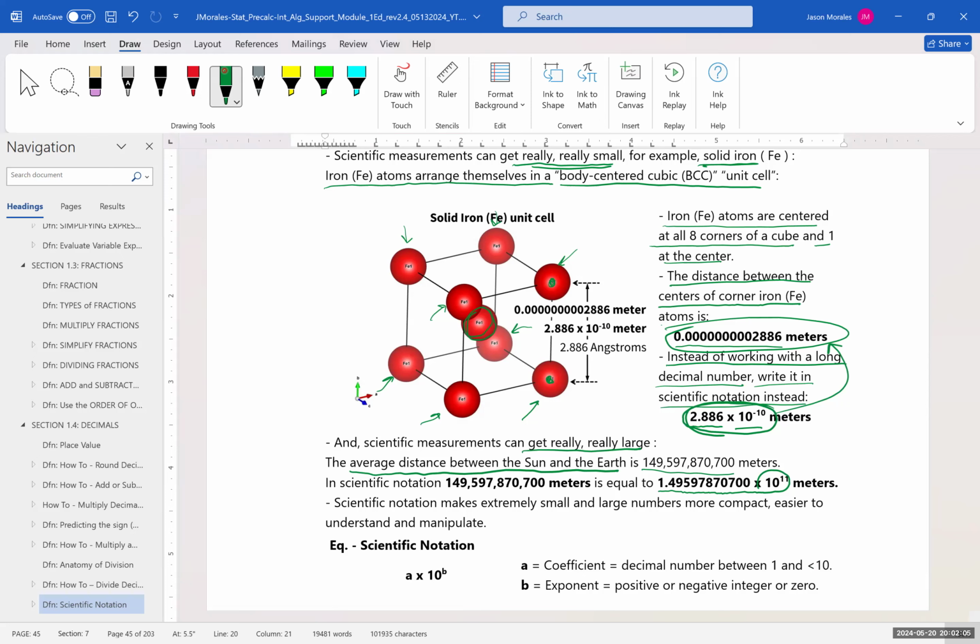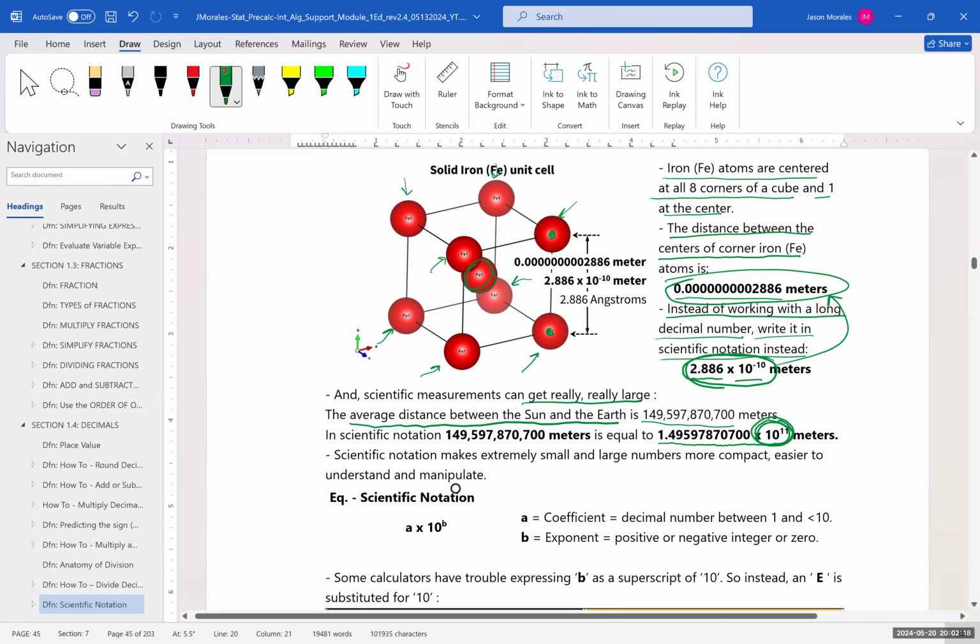Now that still is a lot of numbers, but being able to say times 10 to the 11 or times 10 to the 12 really makes it easy to do calculations later. So scientific notation makes extremely small and large numbers more compact, easier to understand and to manipulate.